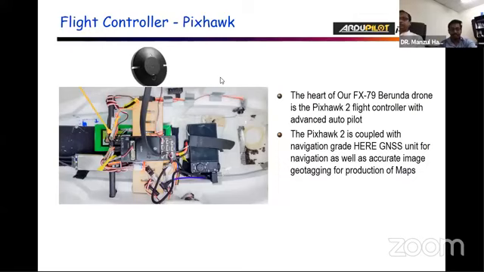And the other electronics are beside this part. Actually, there are two components here. That will be our transmitter, the telemetry transmitter, and the video transmitter. So all these are the parts which are inside the fixed wing drone. Yeah. Next slide.